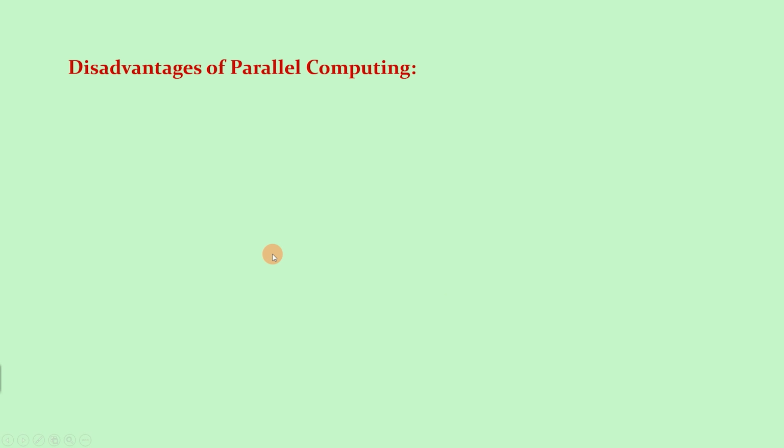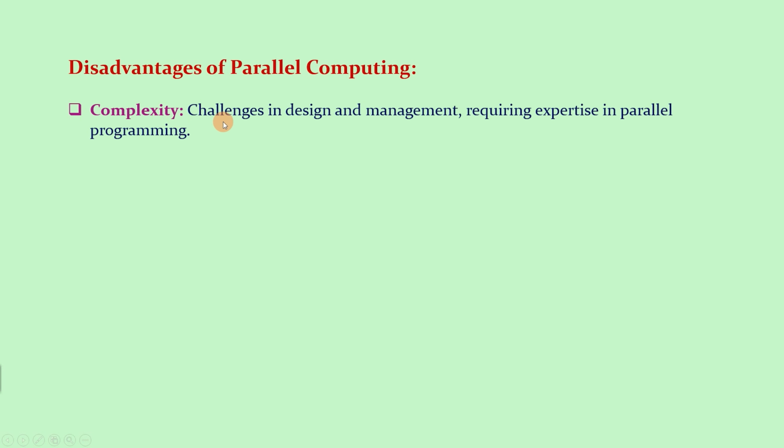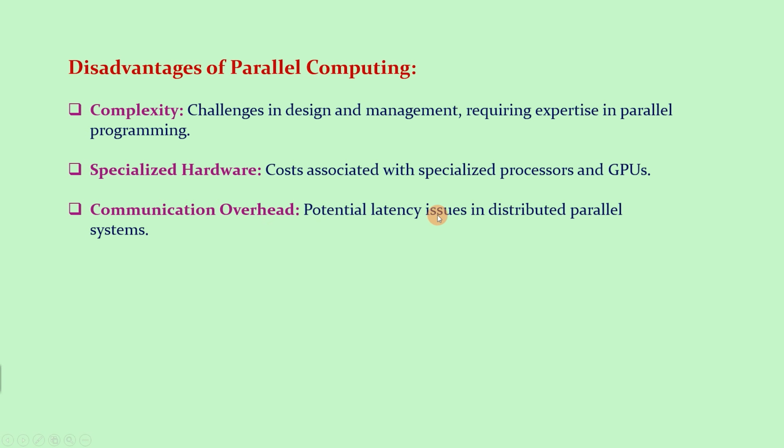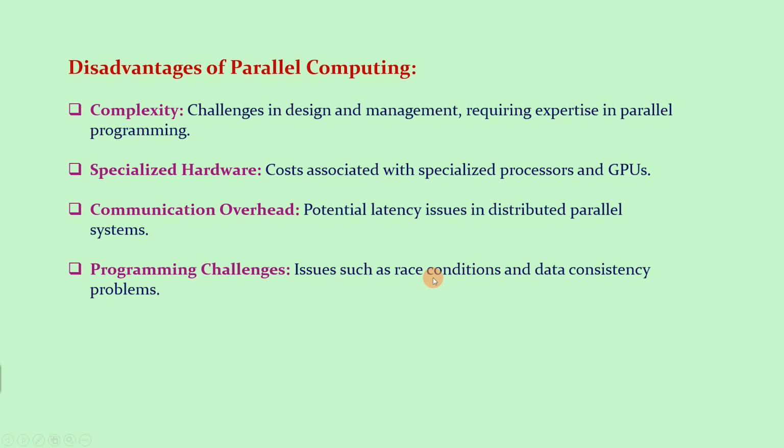Now disadvantages of parallel computing: complexity, challenges in design and management requiring expertise in parallel programming; specialized hardware, cost associated with specialized processors and GPUs; communication overhead, potential latency issues in distributed parallel systems; programming challenges, issues such as race conditions and data consistency problems; scalability limit, practical constraints to efficient scaling. So it can be scaled up, but it has a limit. It can't be scaled up to a great extent. So these are the disadvantages of parallel computing.